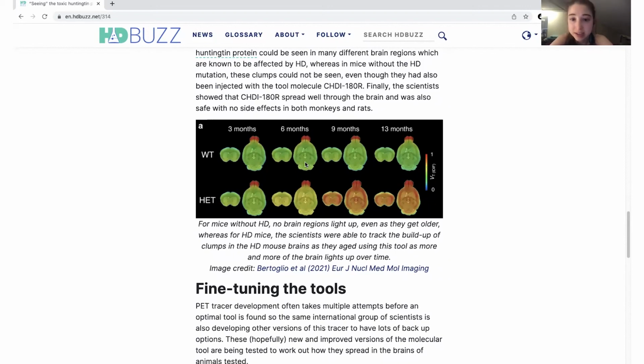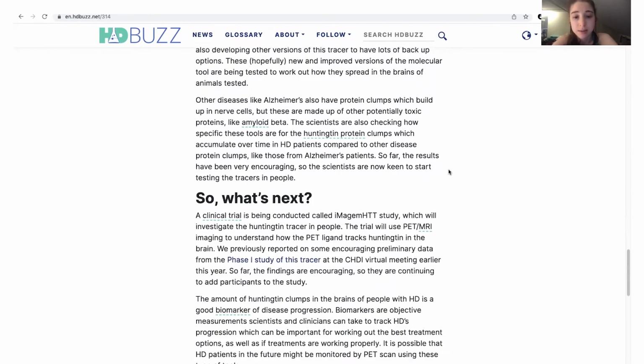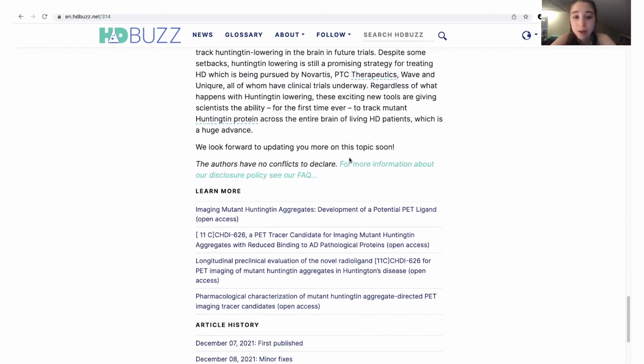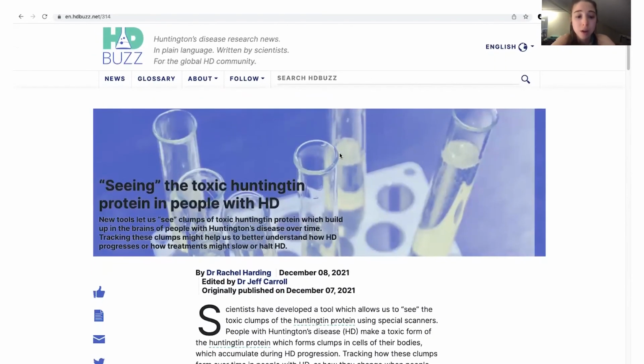but if you could track them throughout the progression of the disease, it could help scientists really understand the disease better, as well as see if, in trials, some treatment is working, because it can be really hard to tell if a treatment is working if you don't have some clear objective thing that you're measuring. Now they're going to investigate this in people, so it's exciting to see what's going to come of this. Thank you to Dr. Rachel Harding for writing this. And do encourage everybody to check out HD Buzz.